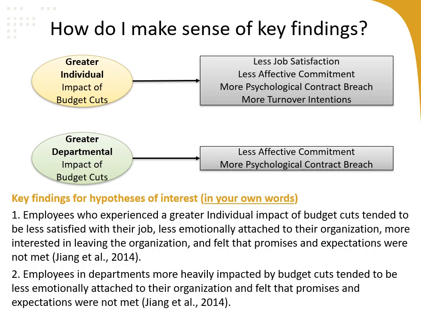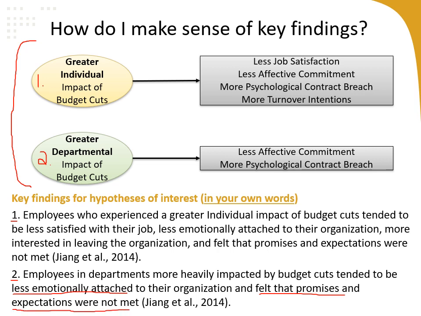So again, I love pictures. It helps me a lot. So I took those findings and turned it into a nice little flow chart here. But here's an example of how you could write the key findings for the hypothesis in your own words. So for hypothesis 1, right here, there it is. You can read that on your own. Then for hypothesis 2, which is pictured right here, you can see that as well. And again, instead of saying affective commitment, I'm saying less emotionally attached. Instead of saying psychological contract breach, felt that promises and expectations were not met.